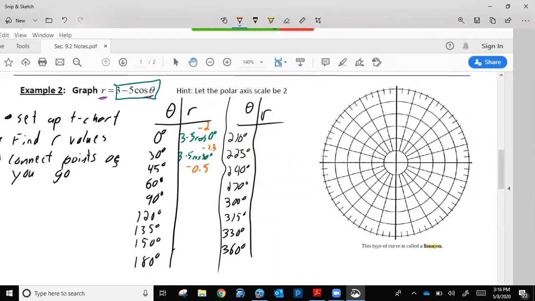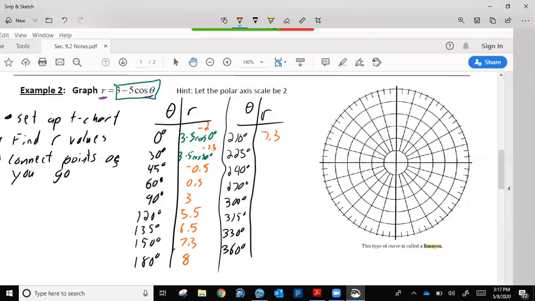And I've already done all these. I'm going to check on my paper here. 60 degrees, if you continue this process with your calculator, would give you 0.5. 90 degrees gives you a 3. 120 is a 5.5. 135 is 6.5. 150 degrees is 7.3. 180 degrees is 8.